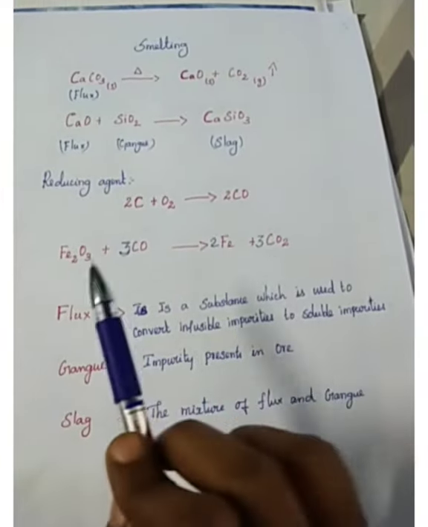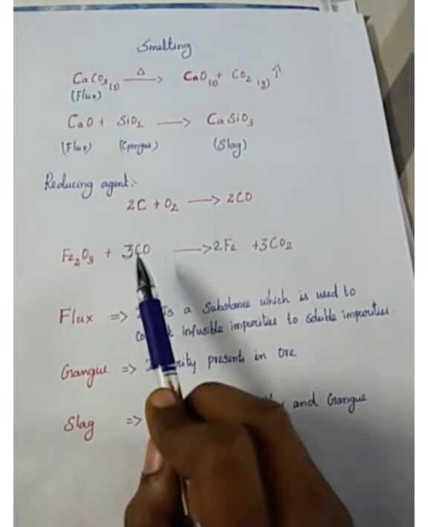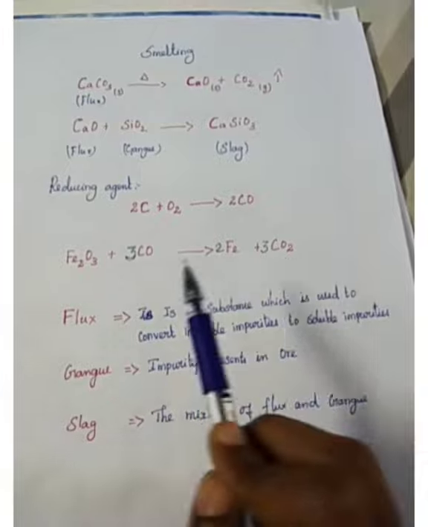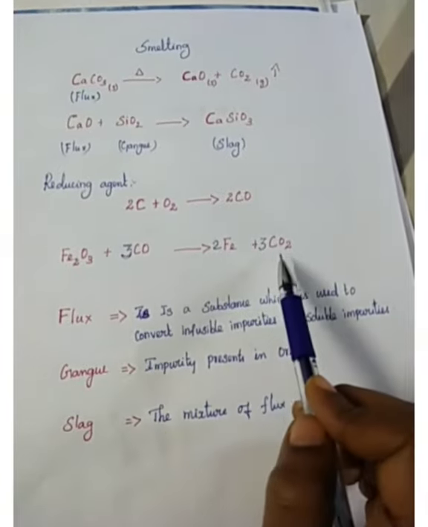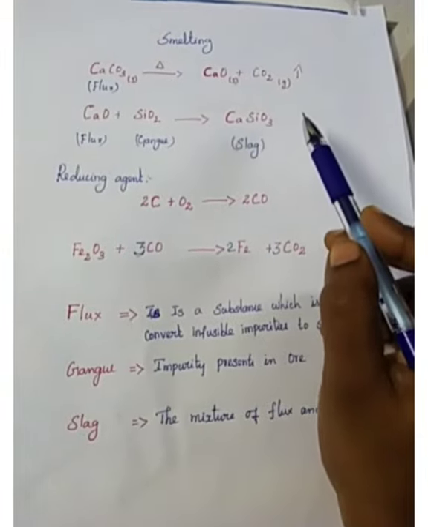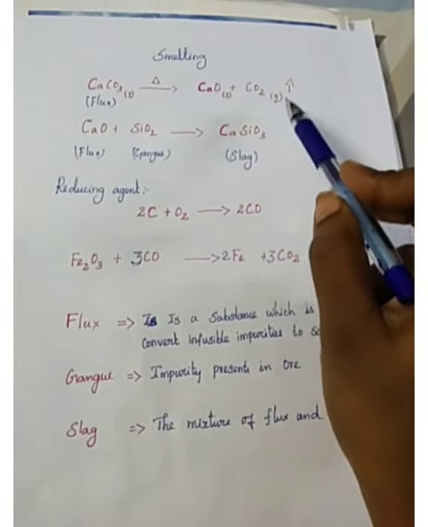2Fe, here also 2Fe. Oxygen 3 plus 3, 6. Here also 3 into 2, 6. Carbon here 3, here also 3. Now the equation is balanced. If they ask you to write the smelting of iron ore, you have to write these 4 equations.